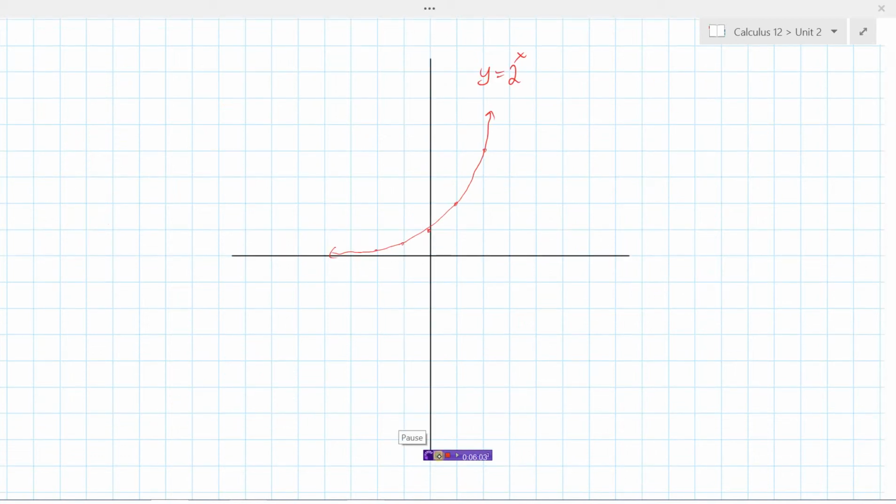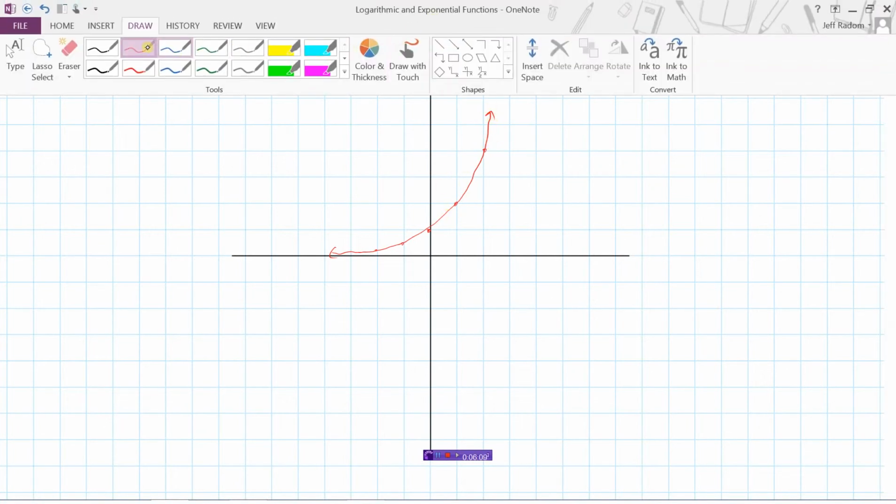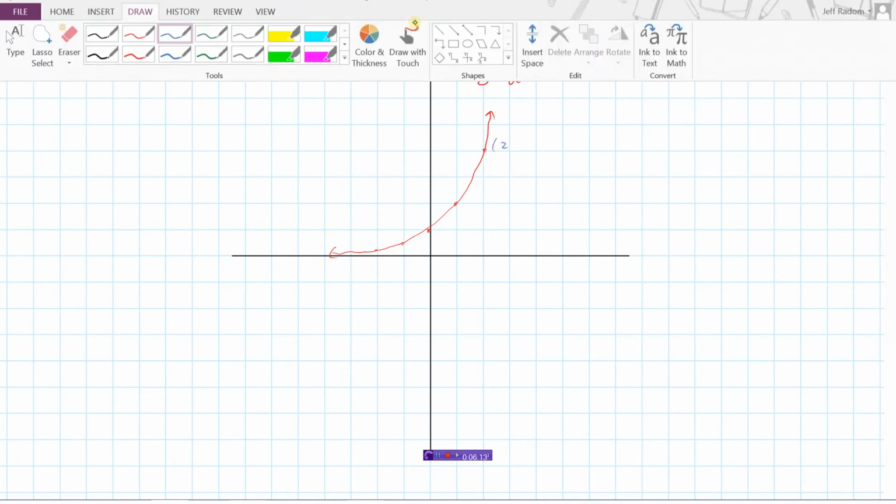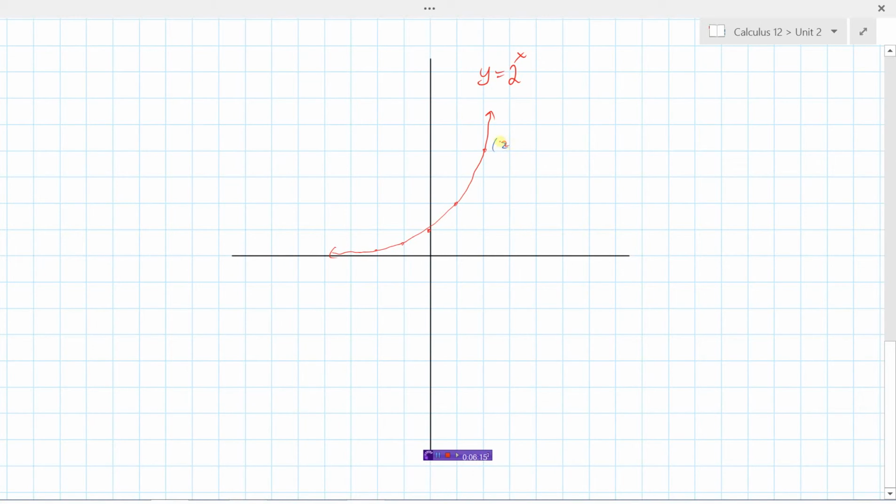Now, if we took these points here and took the inverse of them, I've got a picture, I'll just put these points on here again. This is the point 2, 4, this is the point 1, 2, this is the point 0, 1, this is the point negative 1, 1/2, and this is the point negative 2, 1/4. So this is the graph of y equals 2 to the x, the same one we did the last time.